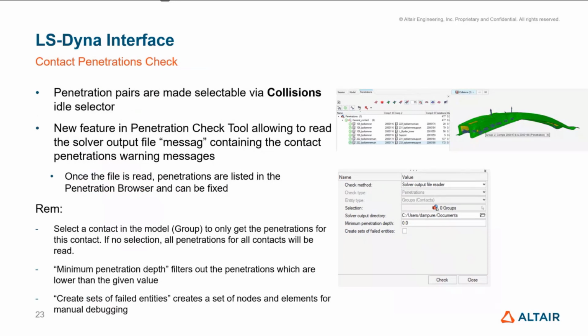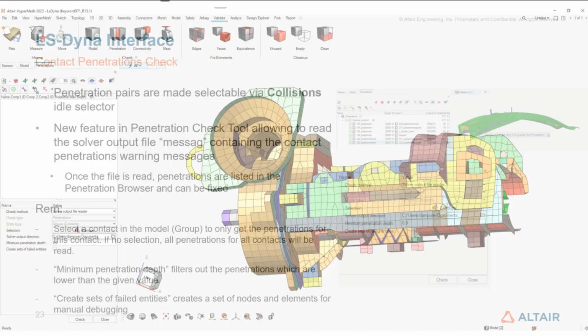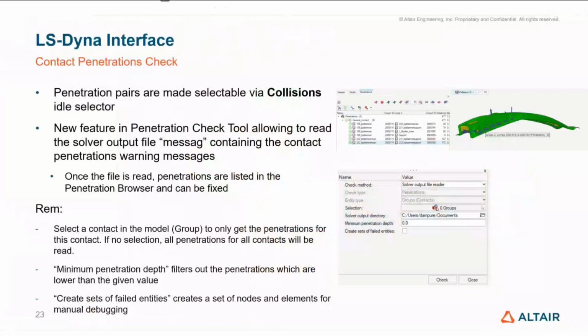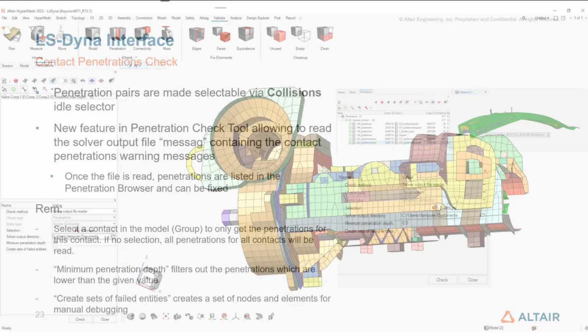For LS-DYNA, we have also added new options for the contact penetration check. A new feature which now allows to read the solver output files, which is the message file, which contains the contact penetration warning messages. So you can now read this file directly in HyperWorks. It will read the content of this file and populate the contact penetrations inside the penetration browser, which gives you then access to this information in the browser where you can directly use the tool to fix those penetrations.